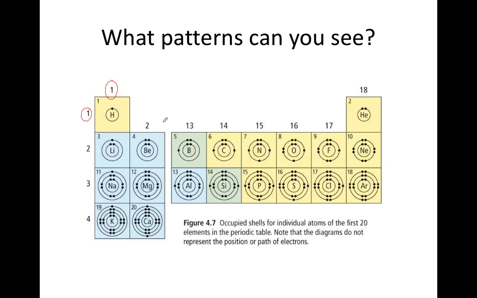each column and row. So some of the patterns that you can see is if you take a look at each group, for example, group 1, they all have one valence electron, which means they have one electron in their outer shell. That's a key pattern that you'll notice for each group. And the only group that doesn't follow that pattern is the noble gases.